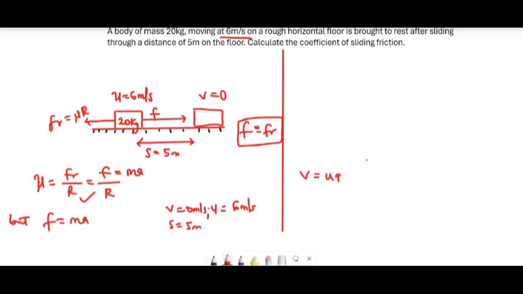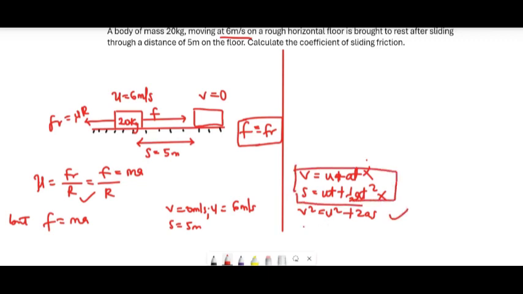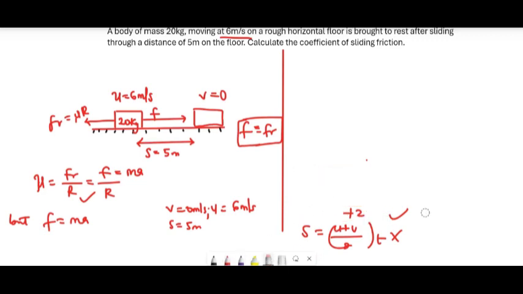I have v equals u plus at. I have s equals ut plus half at squared, right? I have v squared equals u squared plus 2as, that's the fourth equation of motion, right? So the first two cannot be used because I don't have time. I can also use s equals u plus v over 2 into bracket of t, right? I cannot still use this, but the other is best for me because I have all the parameters. Hence, I can use v squared equals u squared plus 2as, right?